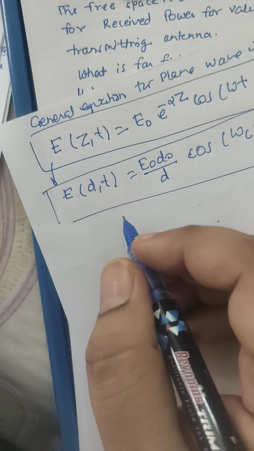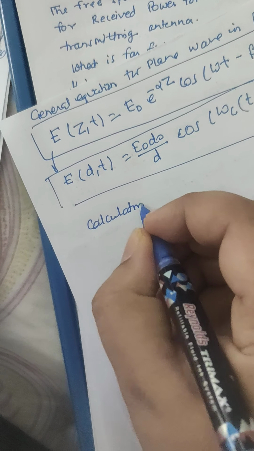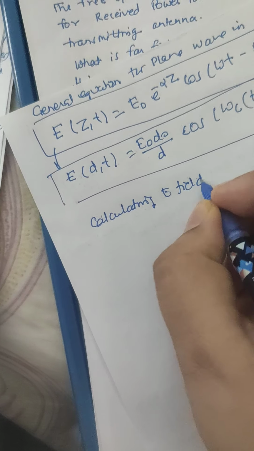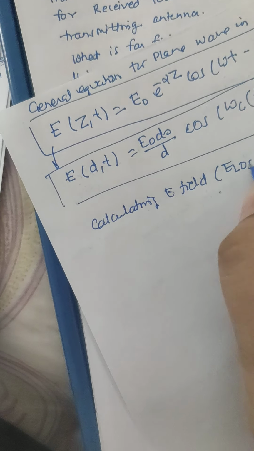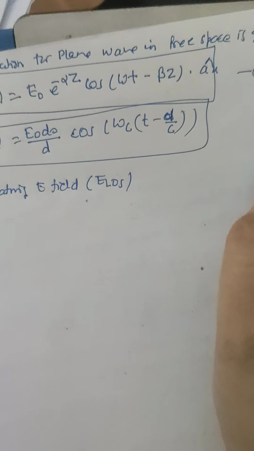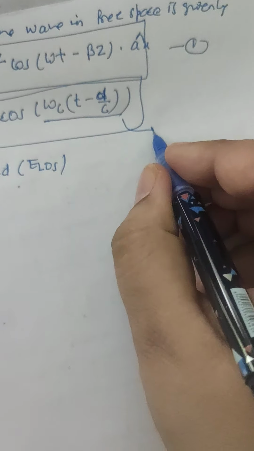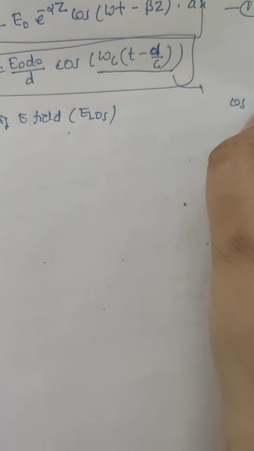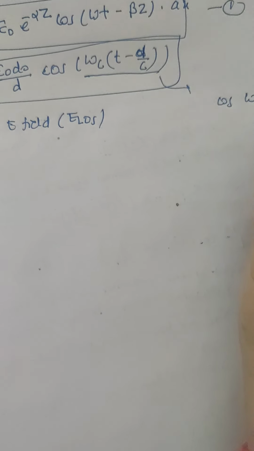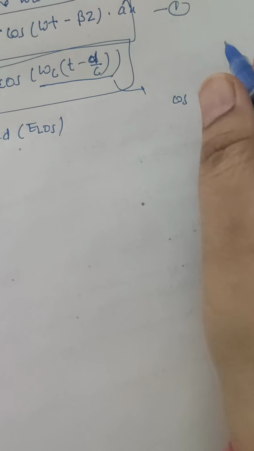Look at both equations, and now we are going to calculate the E field that is line of sight. Before we move on, first of all you see these terms. This is the cos omega c t minus d by c. Consider this term, after a certain modification, and we got a similar form.